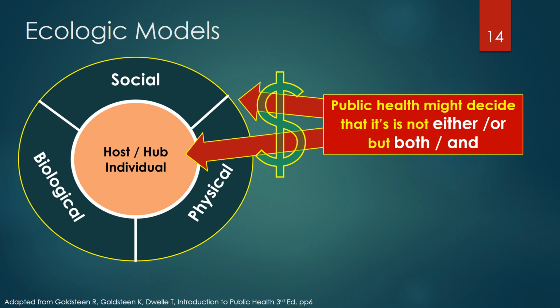Public health might decide that the answer is not either or, but both and. Yet to focus on both individual behaviors and environmental issues at the same time will require more resources, which may not be possible. With limited resources, which is not an unusual situation for public health, leaders may be forced to make difficult decisions and focus on one or the other target areas for interventions.